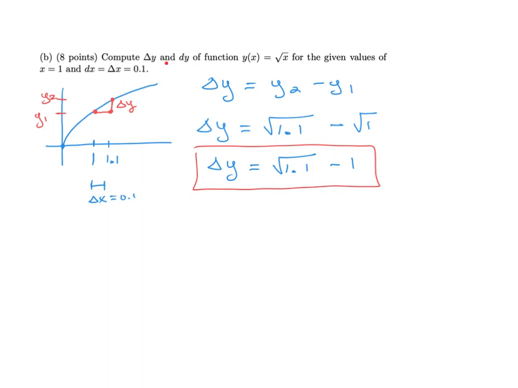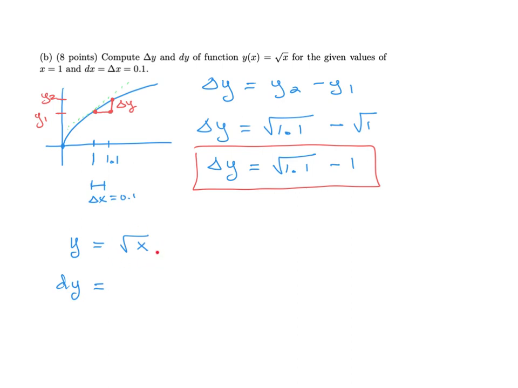Now, dy is a differential, and it's asking a different question. It's not asking how the y values of the original function are changing. Instead, it's asking how the derivative is changing over this same distance. So if you try to visualize this, you would draw a tangent line like this and ask, not how are the y values changing on the original function, but how are they changing on the tangent line from the starting point?